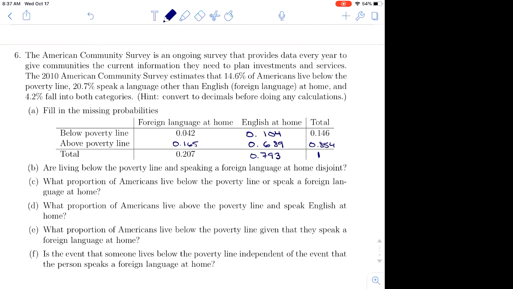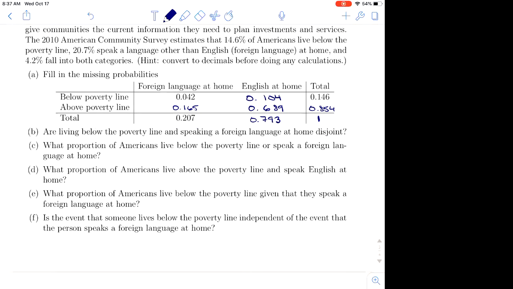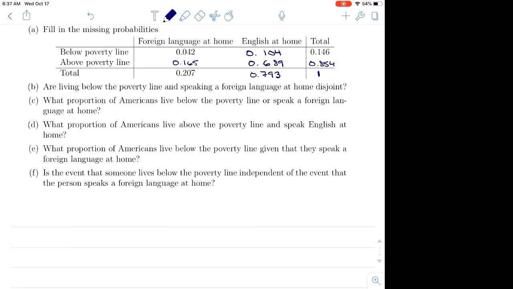So we could have rewritten the assignment 2 question like this too as a table. We just didn't. Okay. So now, any questions about that? Filling in the table? You'll see the benefits in a bit here. Okay. So part B, are living below the poverty line and speaking a foreign language at home disjoint?